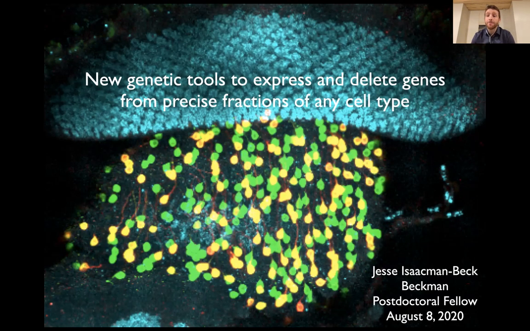In my application to the Beckman Foundation, I propose to build genetic toolkits that would allow me to answer these questions. And today I'll tell you about SPARC, a toolkit that I built to express or delete genes in fractions of any cell population in order to define and compare how individual neurons work.